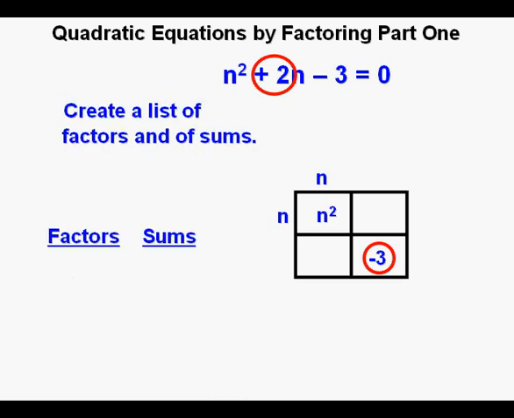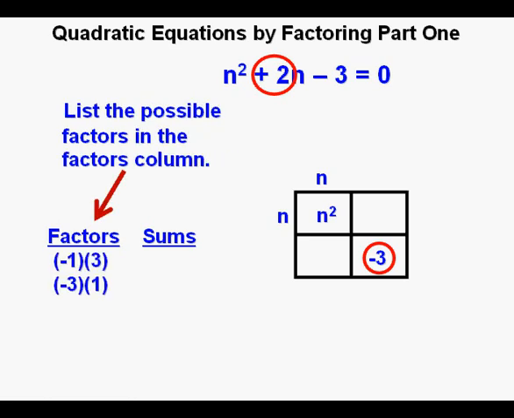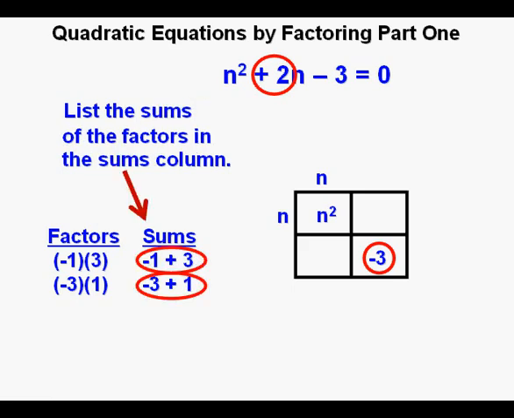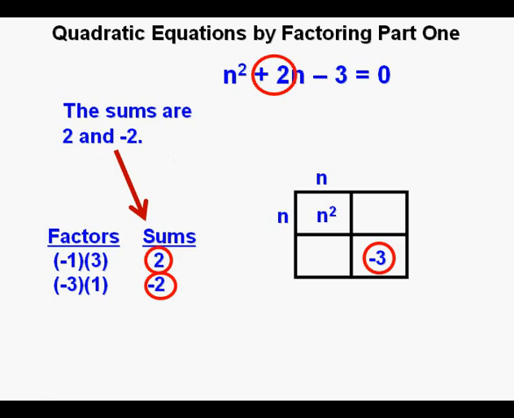A systematic approach to finding the factors is to create two columns. The first column on the left is for the factors of that number in the lower right hand corner, in this case negative 3, and another column on the right is for a list of sums of these factors. The only two combinations of integers to get negative 3 are negative 1 times 3 or negative 3 times 1. We list the factors in the factors column. The next step is to get the sums of the two factors and place them in the column under sums. We have negative 1 plus 3 and negative 3 plus 1. And here the factors are added together to be 2 and negative 2.